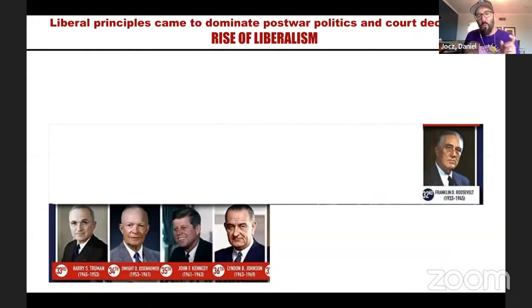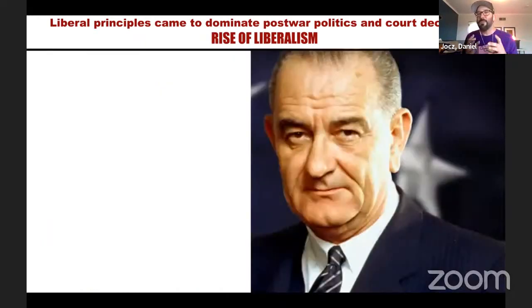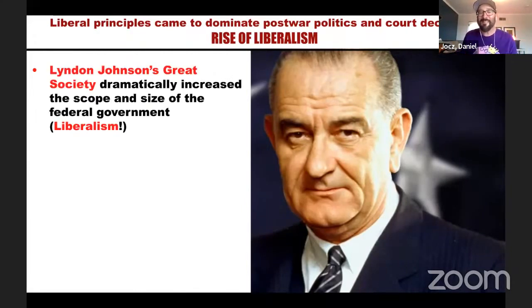What we see really under Kennedy and Lyndon Johnson is the growth of post-war liberalism. Eisenhower is a moderate Republican, but all the other people you see on that screen are Democrats, some being much more ambitious with their domestic programs. Under Lyndon Johnson, and hopefully you had some time in class to get into his presidency, a whole bunch of legislation was passed that falls under the umbrella of the Great Society. And this dramatically increased the scope and size of the federal government.